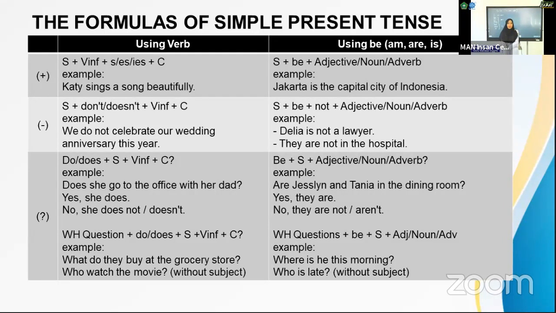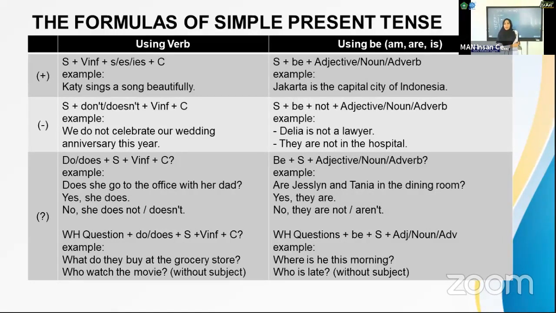And then the last pattern is positive, interrogative sentence ya. Jadi also you just need to move the to be, is, am, are at the beginning of the sentence. For example, are Jesslyn and Tania in the dining room? Yes, they are. Kalau misalkan iya, jawabannya yes, they are. Kalau tidak ya no, they are not, of course ya.